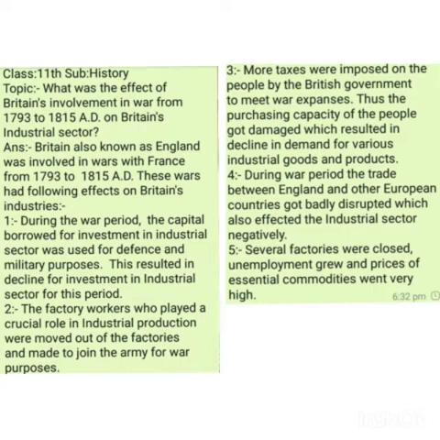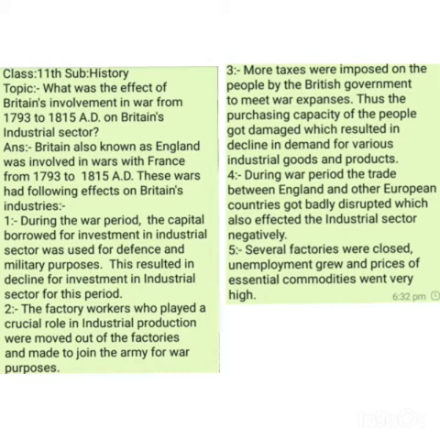And when people were not able to purchase these industrial goods and products, this dented for some period the industrial sector of England, as there were no purchasers of the goods and products produced by the industries, due to the heavy tax burden imposed on the people by the government.